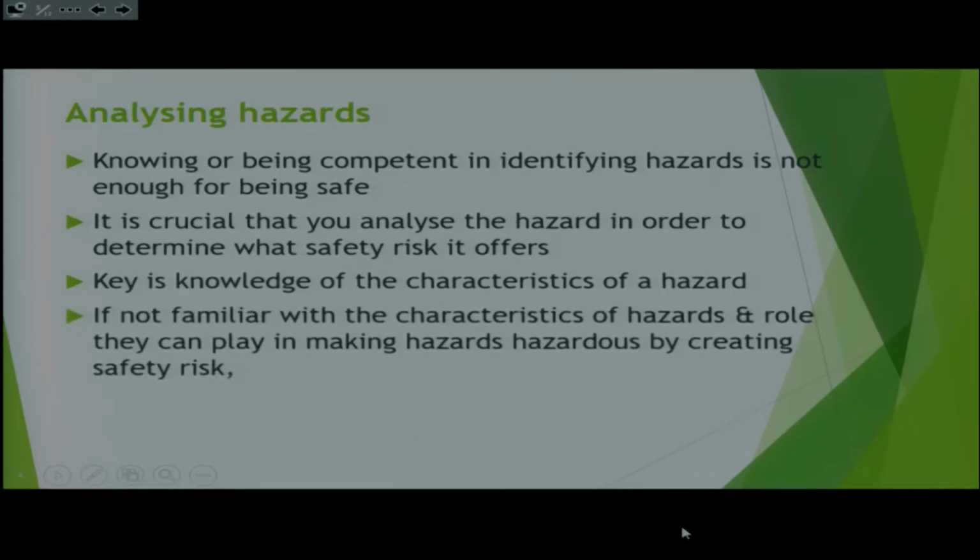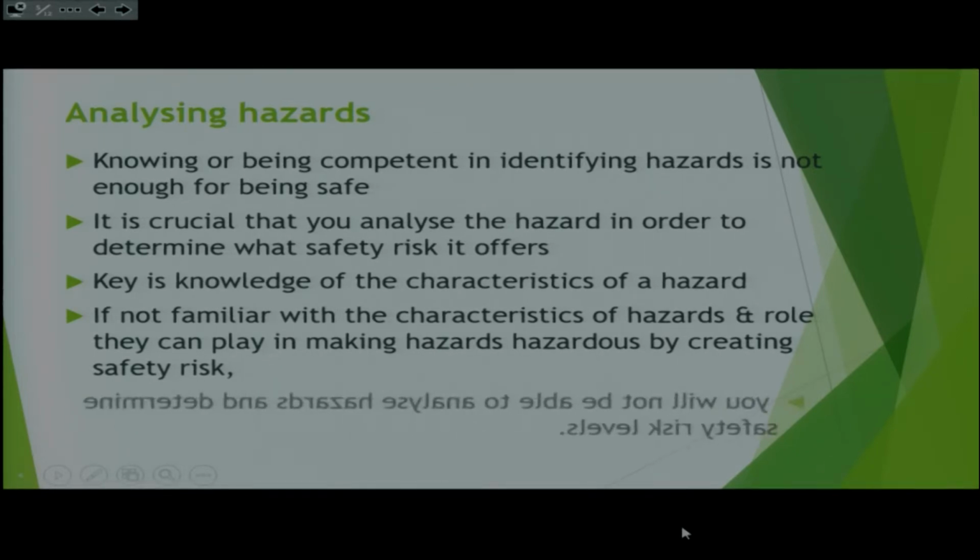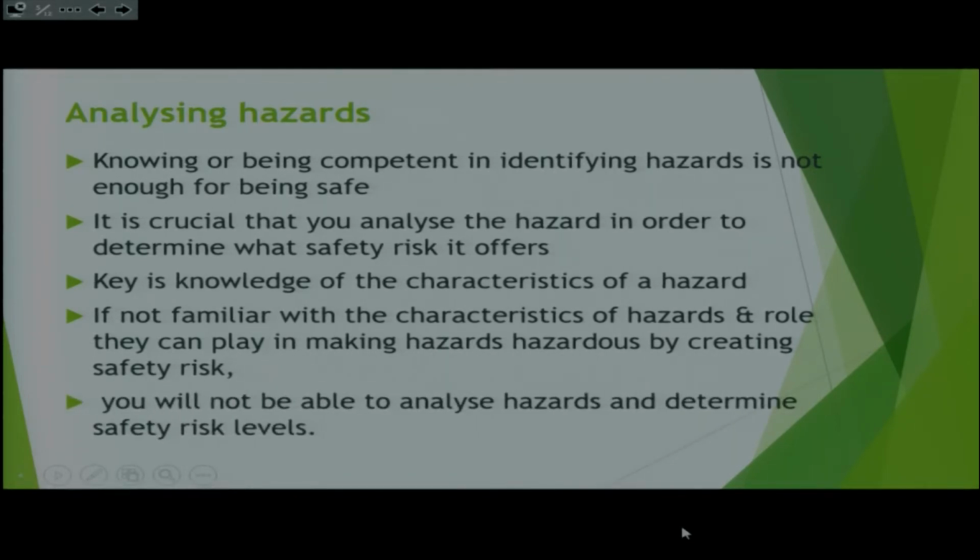Knowing or being competent in identifying a hazard is not enough to be safe as well. It is crucial that you analyze the hazard in order to determine what safety risk it offers. Key is knowledge of the characteristics of that hazard. If not familiar with the characteristics of hazards and the role they play in making that hazard hazardous by creating safety risks, then it's going to be a problem. Then you will not be able to analyze hazards and determine the safety risk levels.